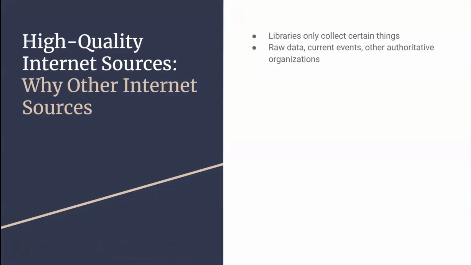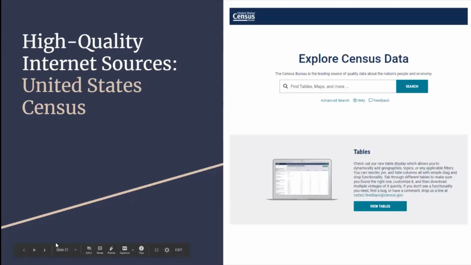Also, if you're really interested in raw data, current events, or other authoritative organizations like a government or a nonprofit, that kind of information you are not going to find very easily, if at all, through searching in the library. So let's talk about a couple of the many, many kinds of sources you can find on the internet. We're certainly not going to cover the whole internet in the next 20 minutes.